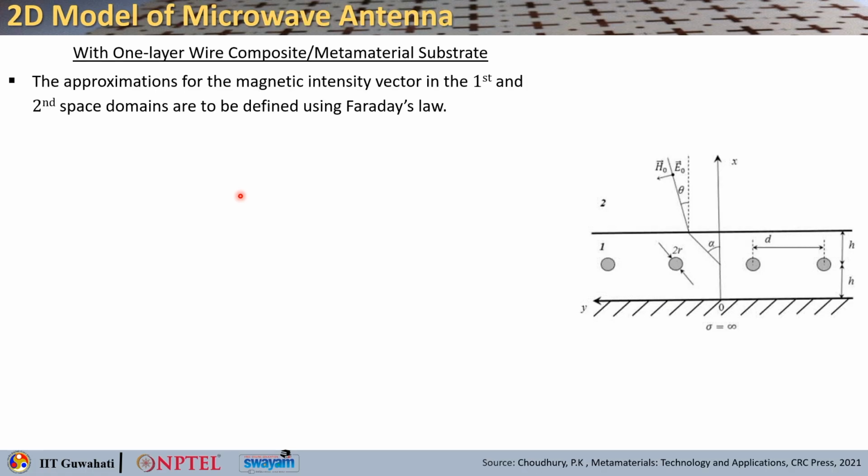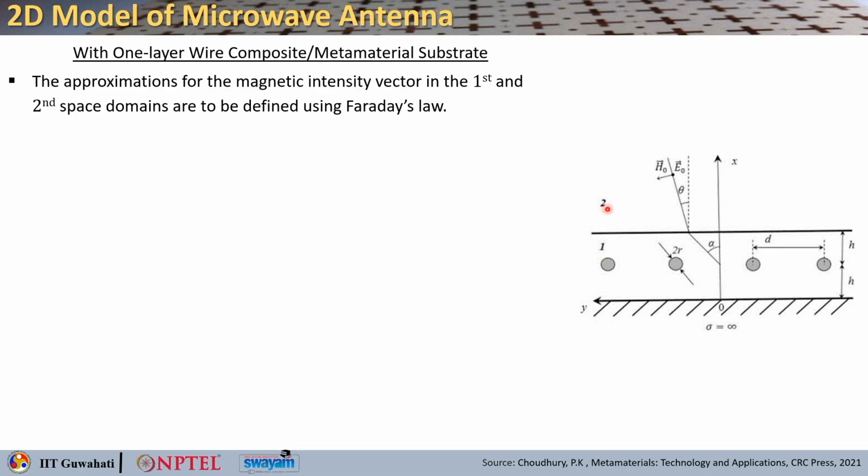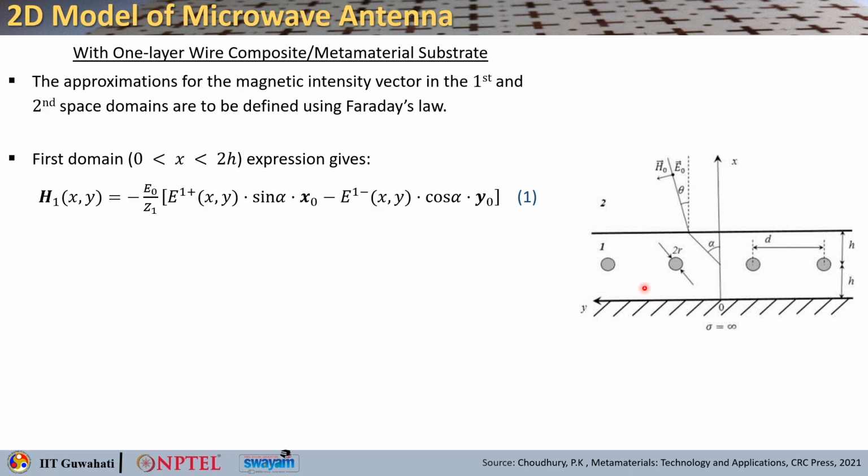microwave antenna. So, in the previous lecture we studied the electric intensity vector in region 1 and region 2. Now, in this lecture we will start with the magnetic intensity vectors. You will see that the approximation for the magnetic intensity vector in the first and second space domains are defined using Faraday's law. So, in the first domain, that is with x within 0 and 2h, that is where the wires are basically embedded in the substrate.